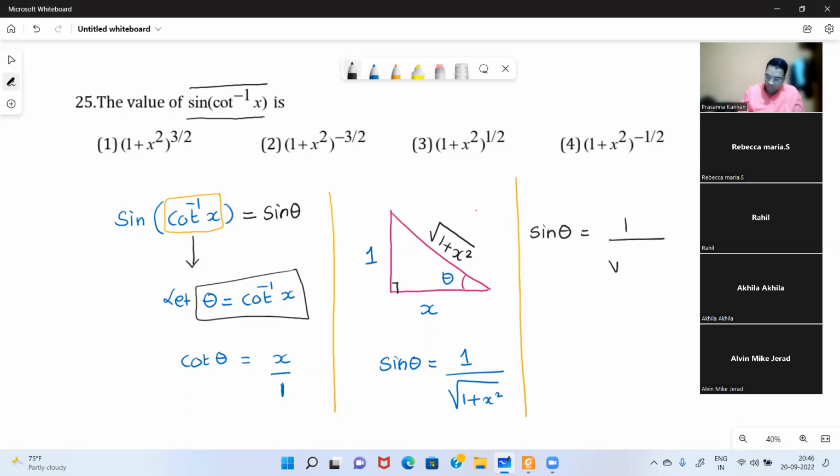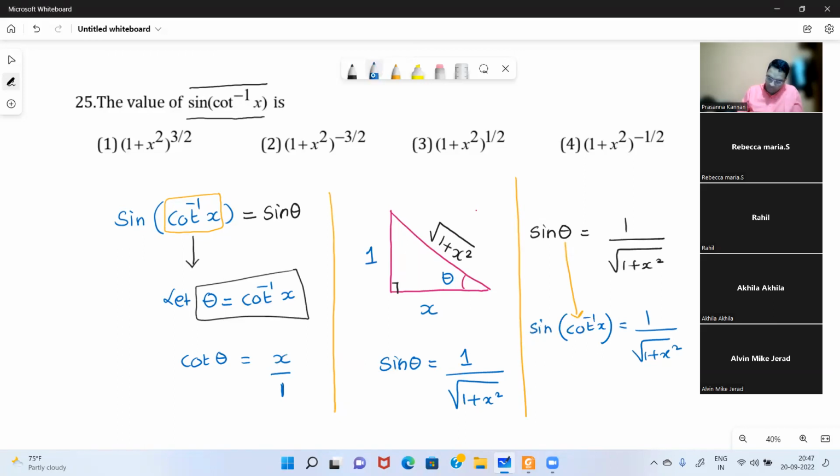Or in other words, we got sine theta is equal to 1 by root of 1 plus x square. But what is theta? Cot inverse x. Theta is nothing but cot inverse x. So it is equal to 1 by root of 1 plus x square. This is your answer. Clear? This is what you want. Correct or not?